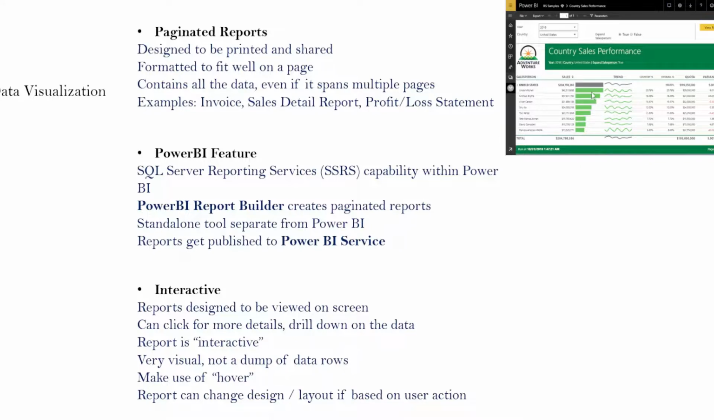Even there, if you want to get more details of any of the segment, just hover the mouse, a kind of pop-up will come, and it will show you the more details. If you click there, you can get another pop-up, another window, which will define the detailed one. So it's not just like written on PDF or written on a paper. It's an interactive one, so it is very visual, not a dump of data rows. It's interactive.